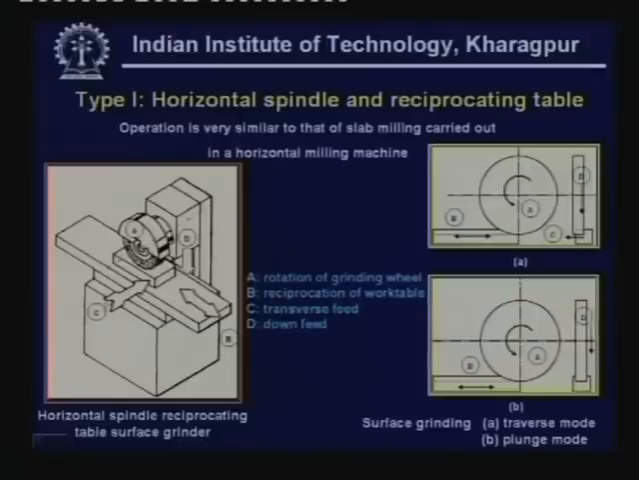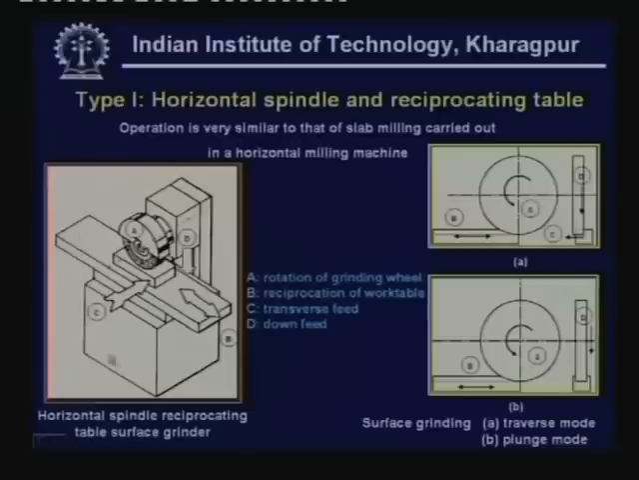In addition to that, in synchronization with the work table, the transverse feed can also be provided at the end of each stroke, and which happens to be an intermittent feeding in the transverse direction. Now, the down feeding is necessary to provide the depth of cut, that means removal layer by layer, and this down feeding is provided on the wheel head. Now, in many machines, the transverse feed and down feed can be provided in synchronization, so that at the end of each stroke, this transverse feeding and down feeding is possible.